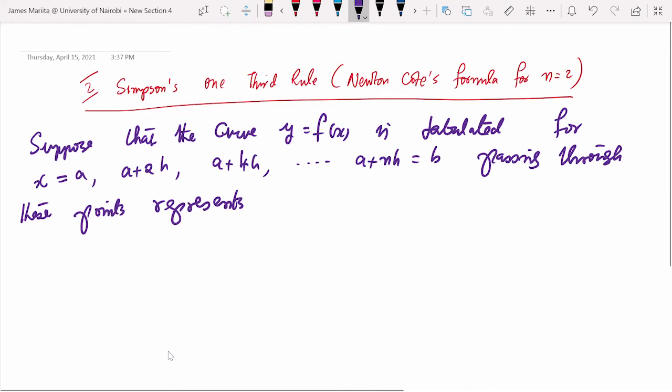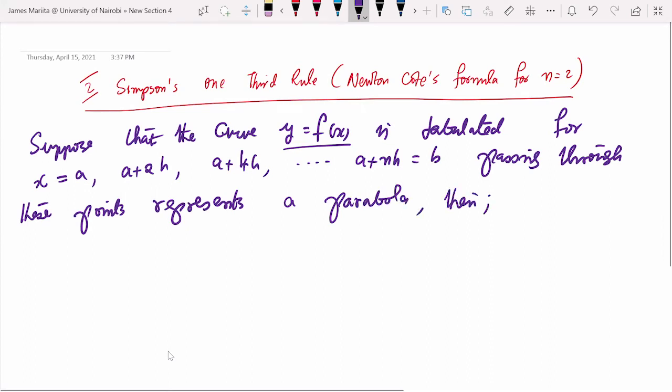Okay. So suppose we have the curve y equals f of x, and we tabulate these points, as in x equals a, x equals a plus 2h, and so on, up to x equals a plus nh, which is the last, the b now. Then these points represent a parabola now, not a straight line anymore.